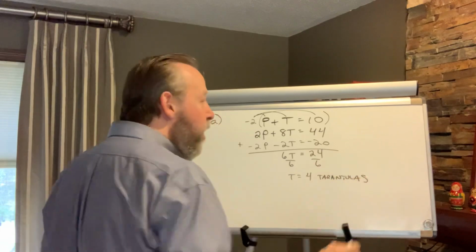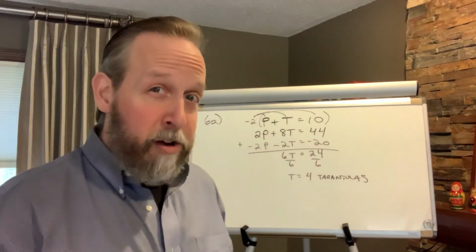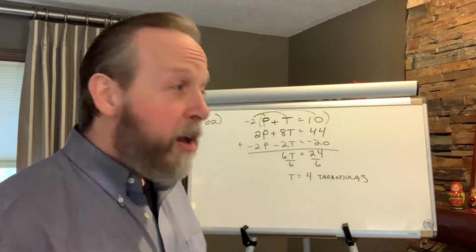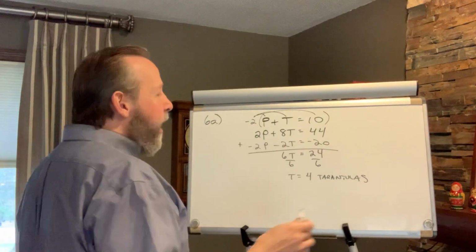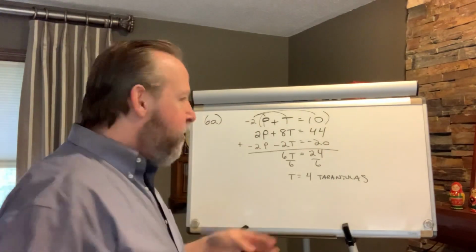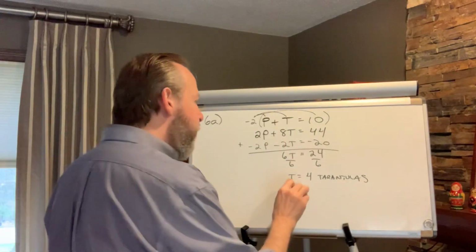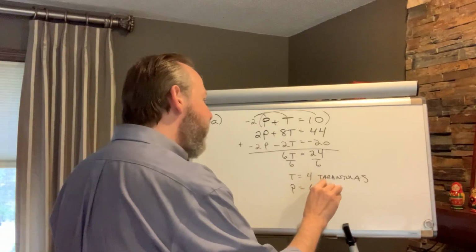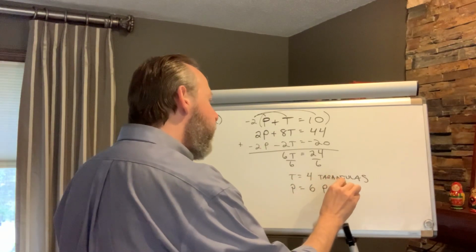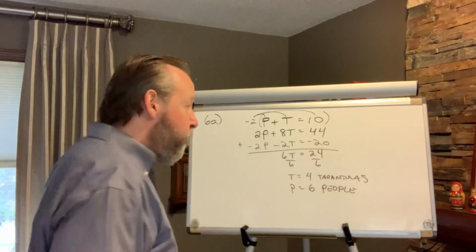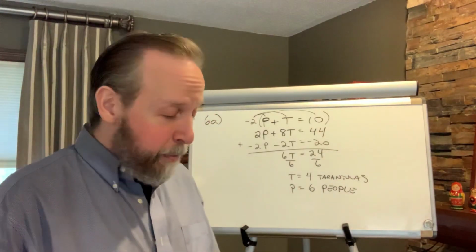in the house. Hopefully they're in some kind of terrarium and not just roaming the house. That'd be horrible. Obviously, if there's 10 creatures, I'm not even going to bother putting the math on paper. There's obviously going to be 6 people. If there's 4 tarantulas, there have to be 6 people.